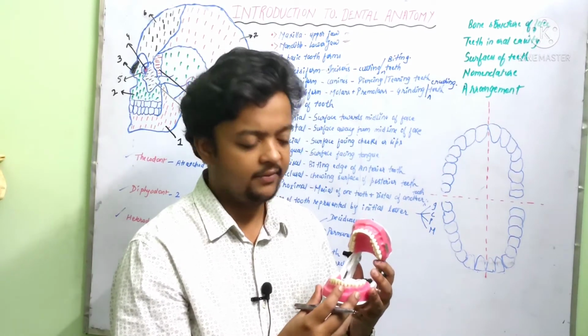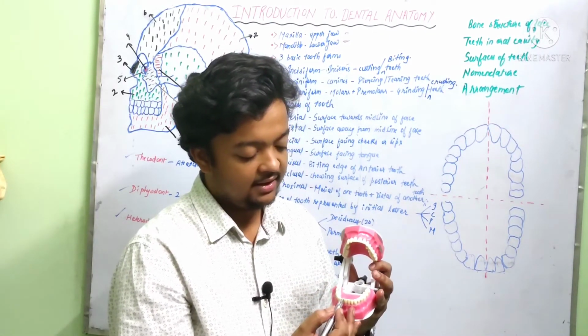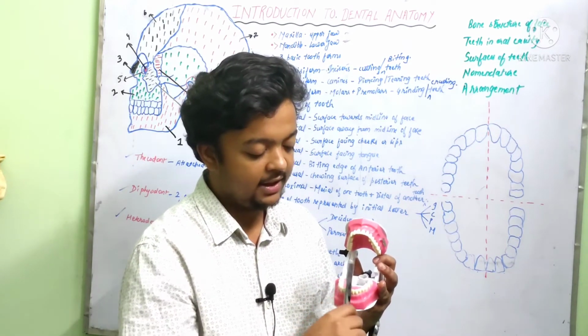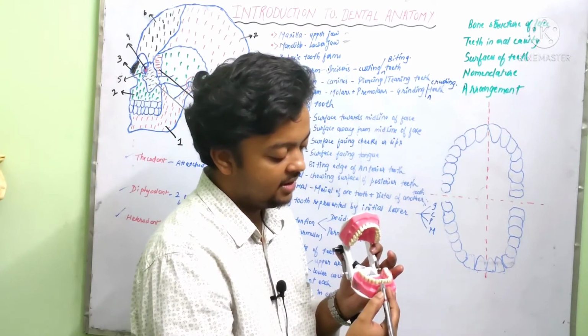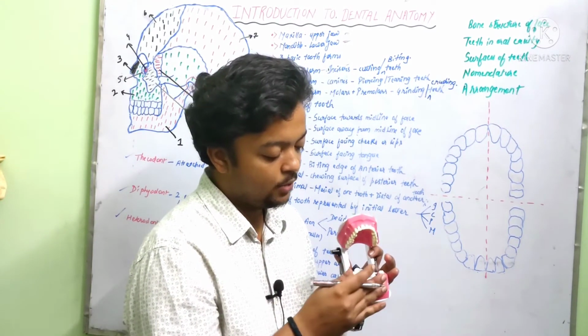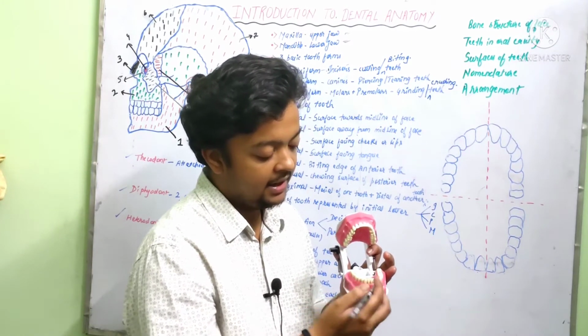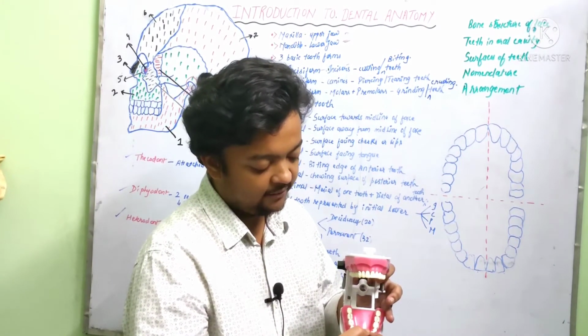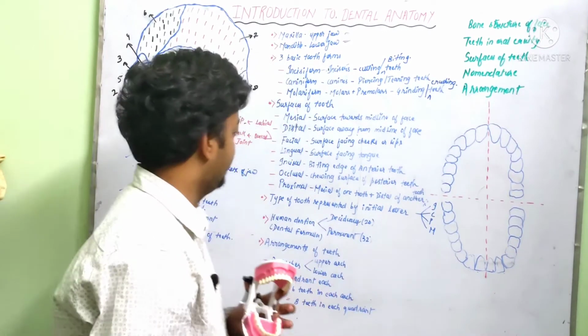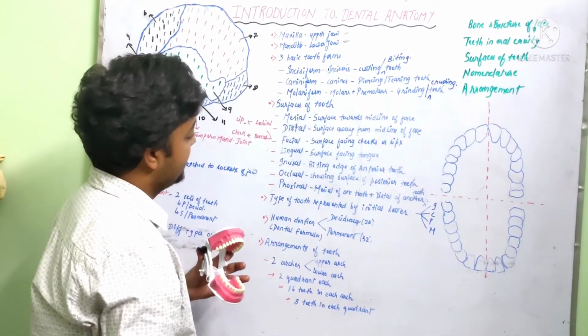So now what are the surfaces that we have discussed here? First, we have the mesial surface towards the midline, you can see here, and the distal surface away from the midline. Second, the surface facing towards the lip becomes the labial, and the inner side is the surface facing towards the tongue, that is the lingual surface. Next we have the incisal and the occlusal.